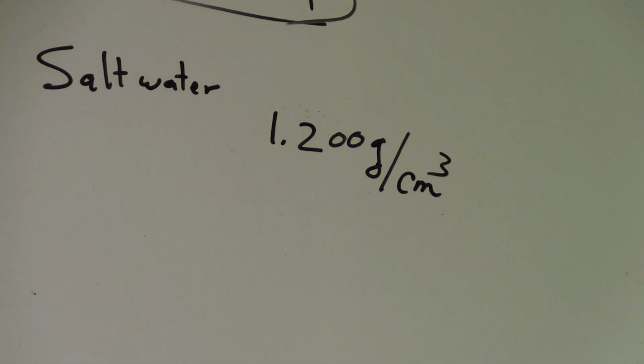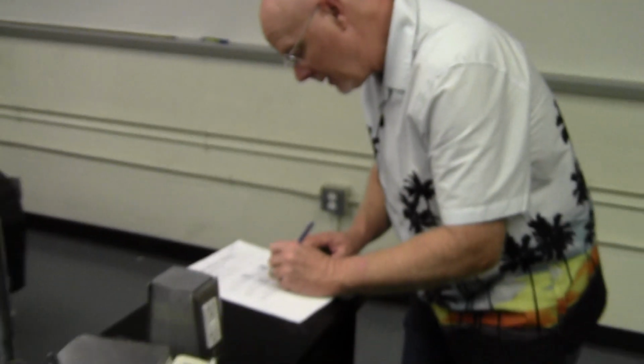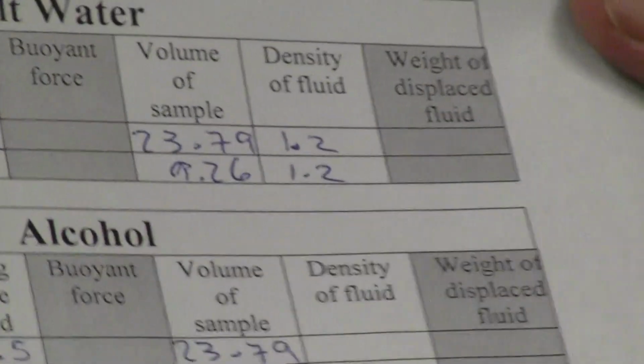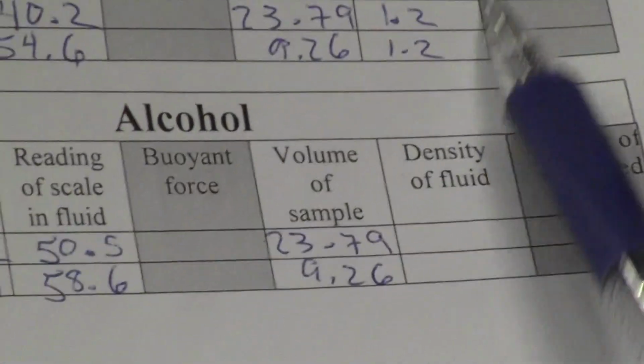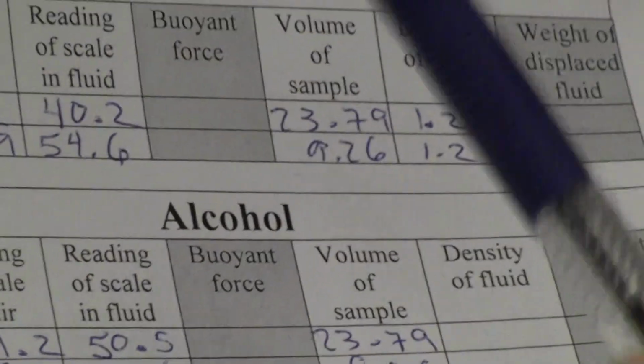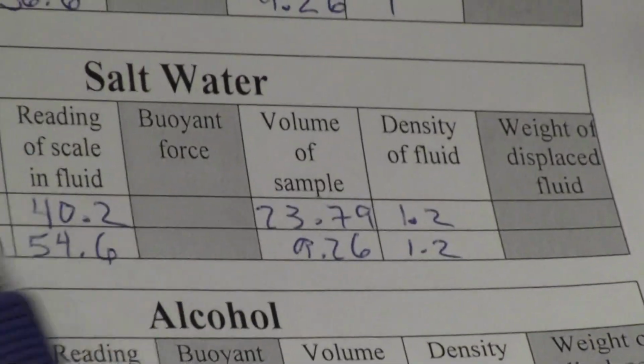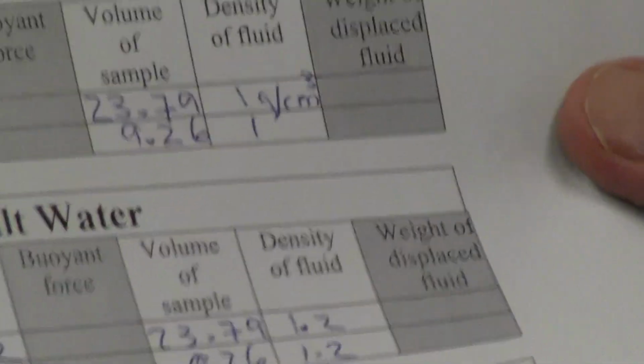Maybe I'll even put it here in my data sheet. Density of salt water, 1.2, and so I'll put the ones up there. So there's 1 for the water, there's 1.2 for the salt water, and again, your job is to multiply these two to see what is the mass displaced. Hopefully that'll agree with the buoyant force, which you get by subtracting these two, and then you can say, hey, yeah, the buoyant force here equaled the weight of the displaced fluid.